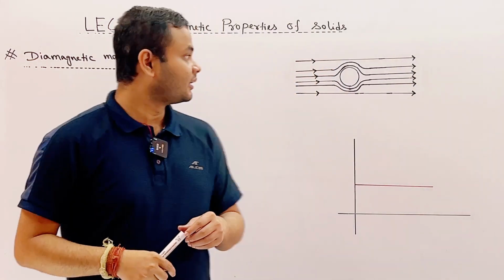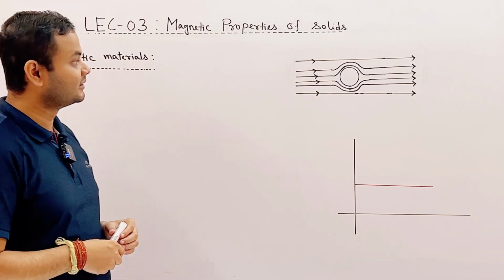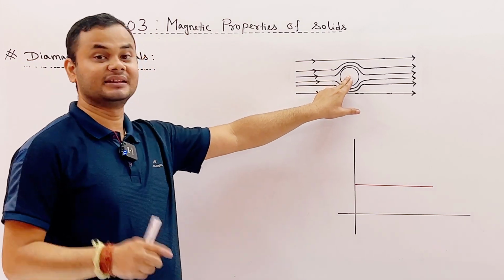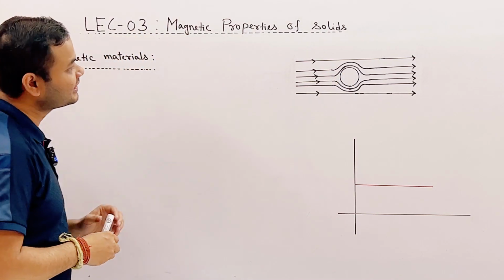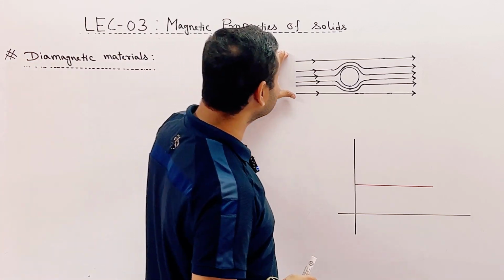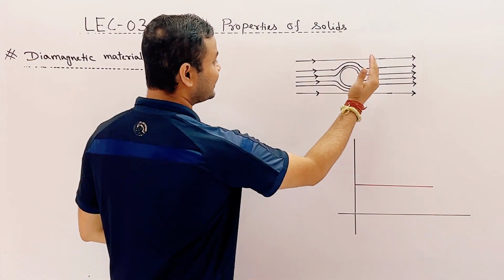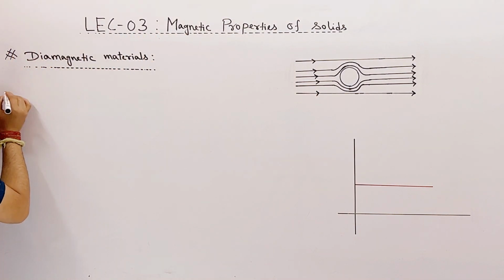Number 1, a diamagnetic material always repel the external magnetic field. It is because in external magnetic field a diamagnetic material is weakly magnetized in a direction opposite to the field. That means if we apply the external magnetic field along this direction, then this diamagnetic material will be magnetized in opposite direction. Okay? So first let me write these points.